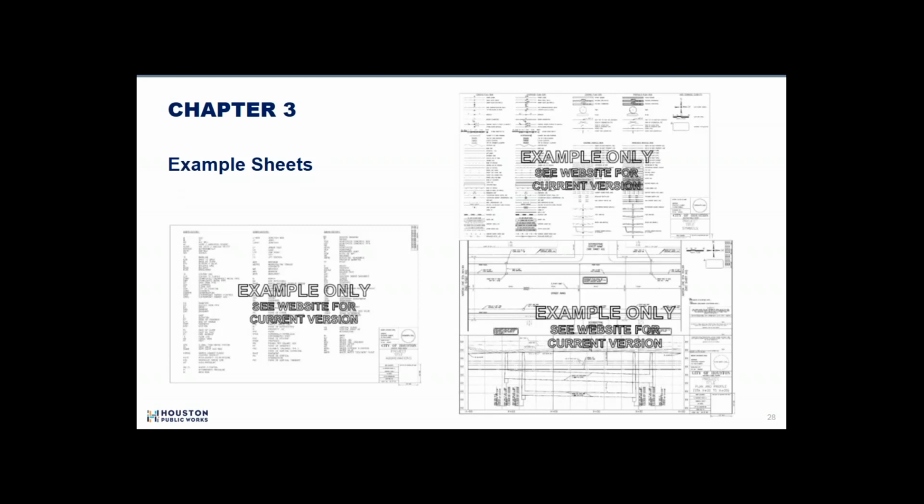Also provided in Chapter 3 are some example sheets. You'll see an example sheet for abbreviations, symbols. These can be found online. There's a plan and profile template, a symbol sheet with cells that can be used, as mentioned before, a capital project sheet index, various cover sheets.